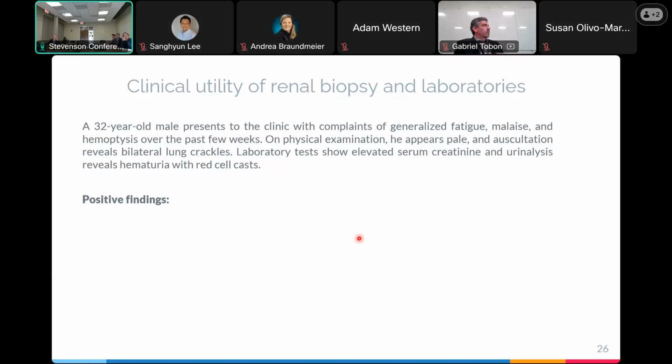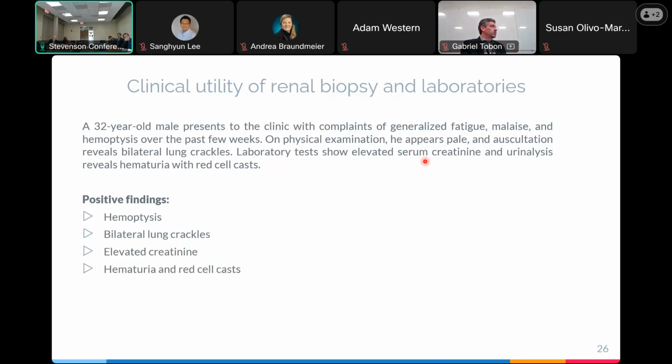This is the clinical case that we use for the different disorders. It's a 32-year-old male presenting with hemoptysis. On the physical exam, we have pulmonary findings, and the laboratory tests show an increase in the creatinine, hematuria, and red cell counts. So usually here, I ask the students about the findings. What do you think are the main findings here? And usually the positive findings are hemoptysis, pulmonary findings in the clinical exam, increased creatinine, and hematuria.